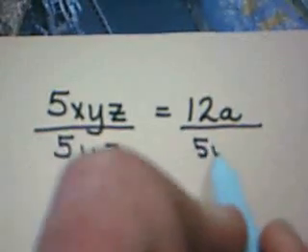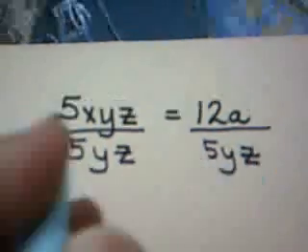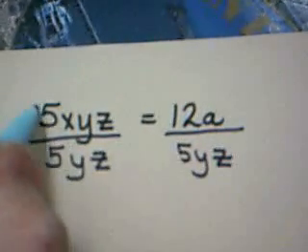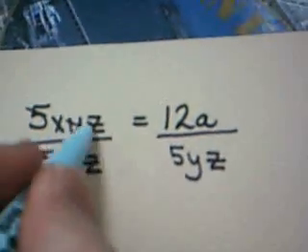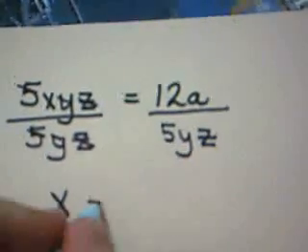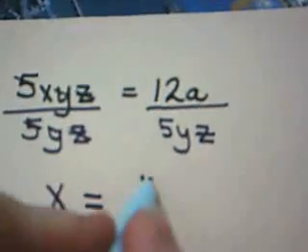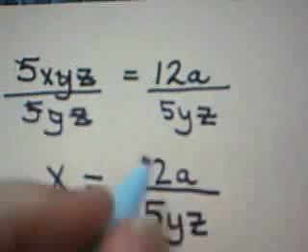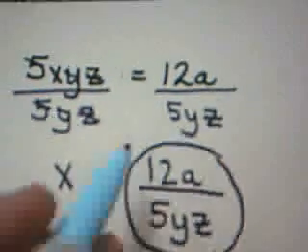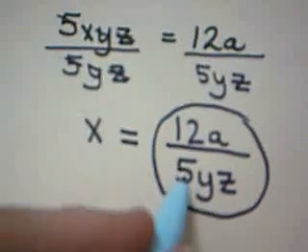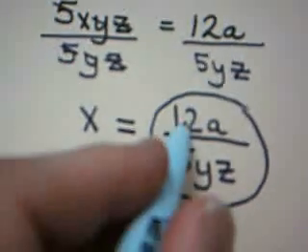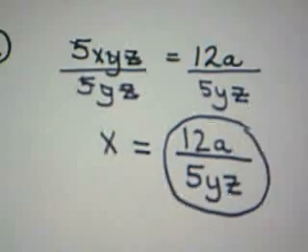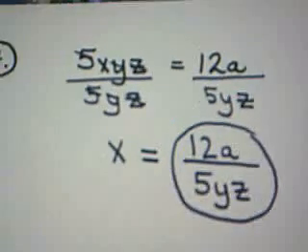And of course, the reason I'm dividing is because I'm undoing multiplication. Then on the left-hand side of the equation, the 5's cancel, the y's cancel, and the z's cancel, leaving me with x. And my answer is 12a all over 5yz. Now, if this number, which is a 5, were something that divided into 12, we would go ahead and finish the problem by doing that division to reduce the answer to lowest terms. But it's already in lowest terms.